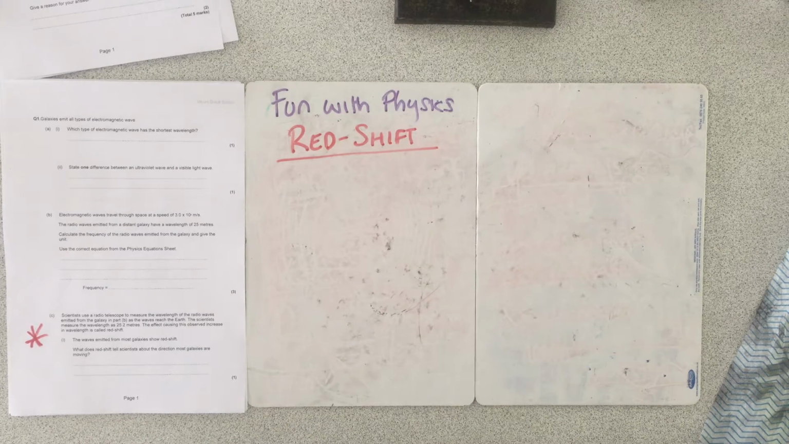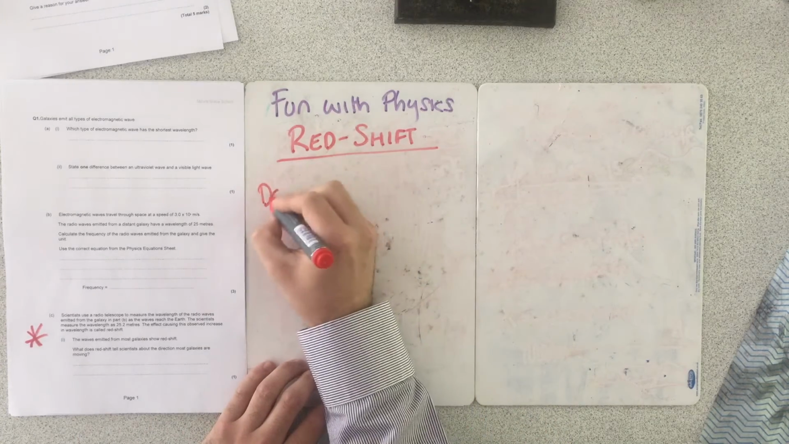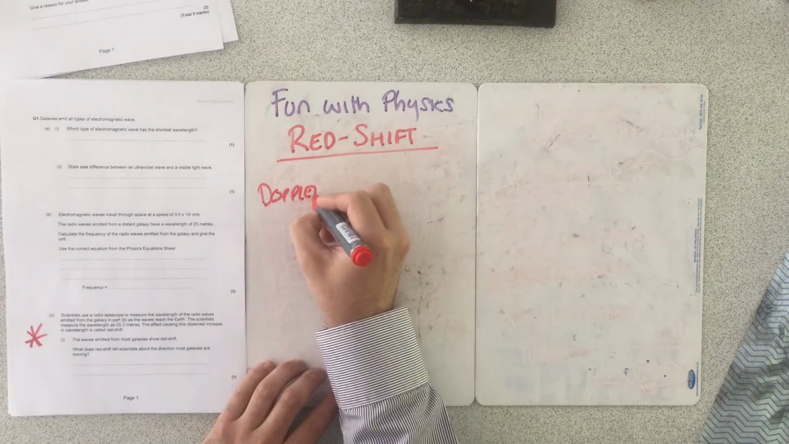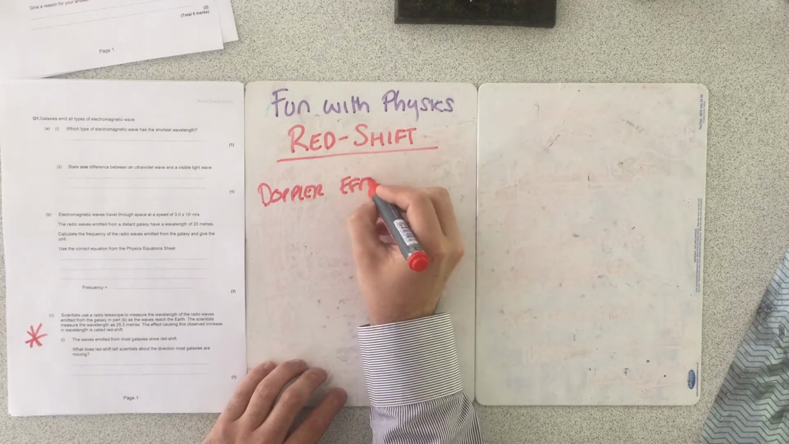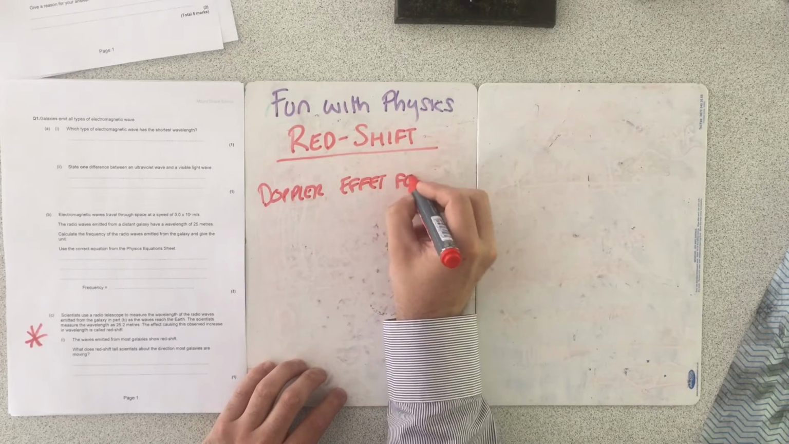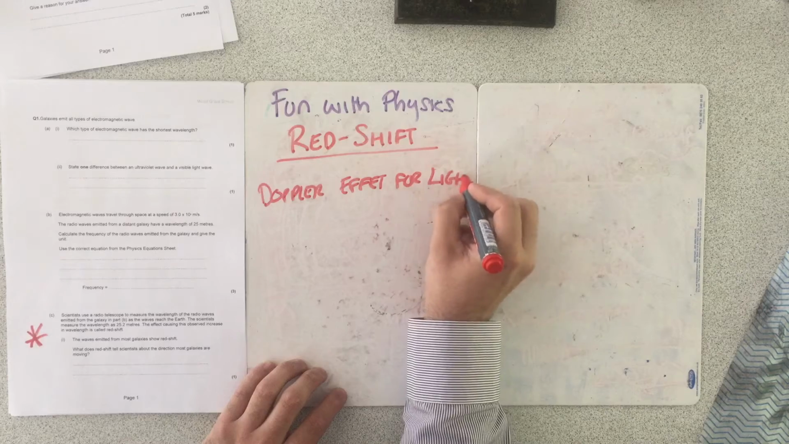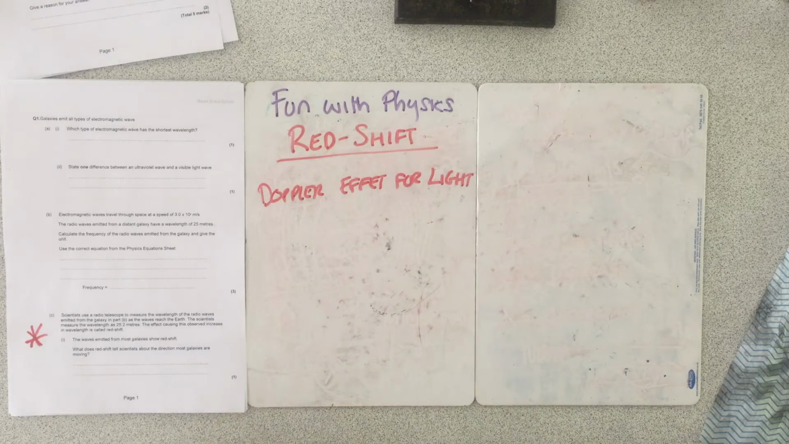Hello again. So we're looking at redshift. The last video I looked at the Doppler effect. Now redshift is essentially the Doppler effect for light. Okay, very similar. In fact, it's the same. It's just we're looking at it specifically for light as opposed to microwaves or sound waves.